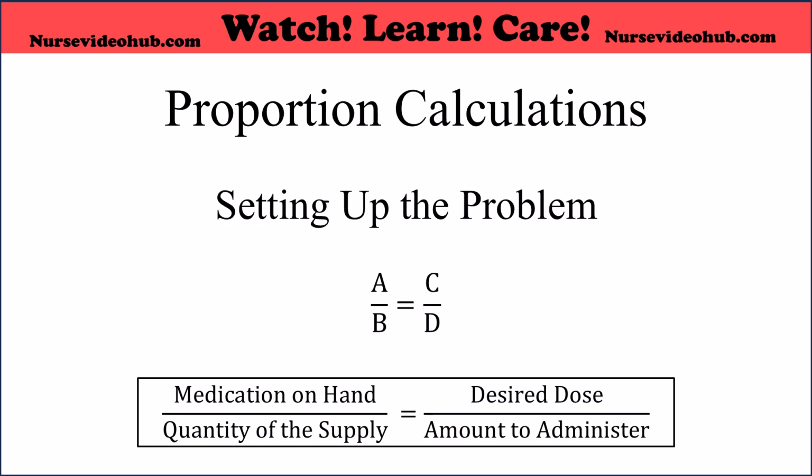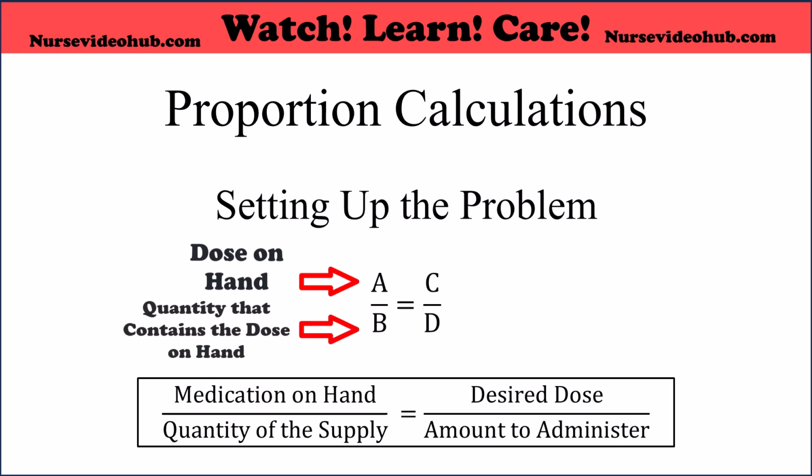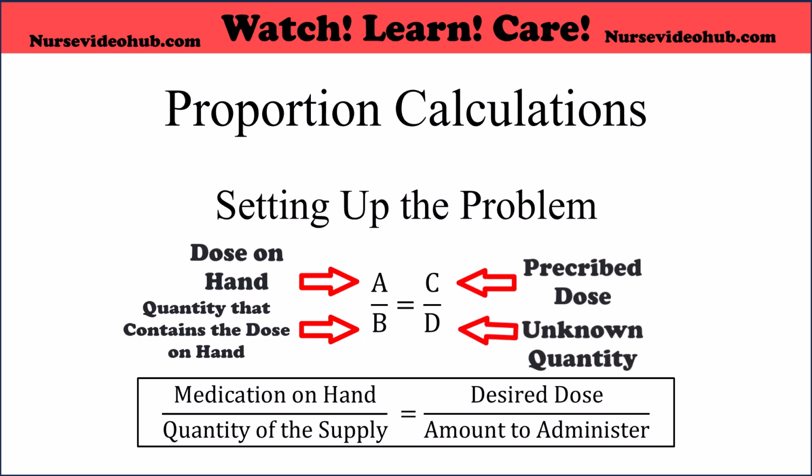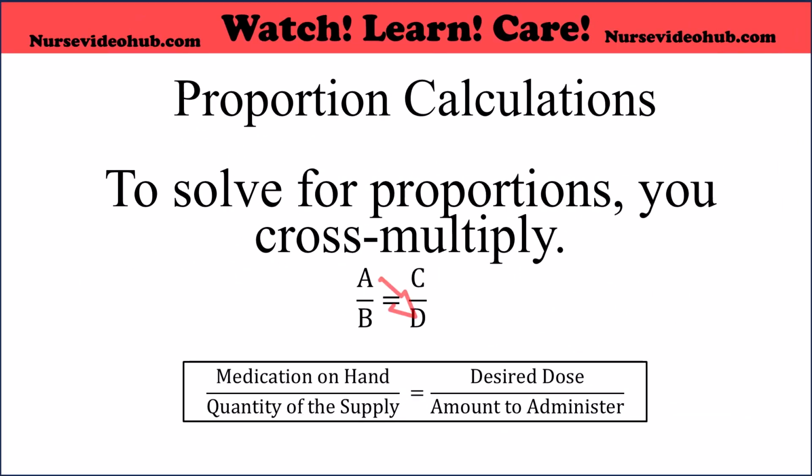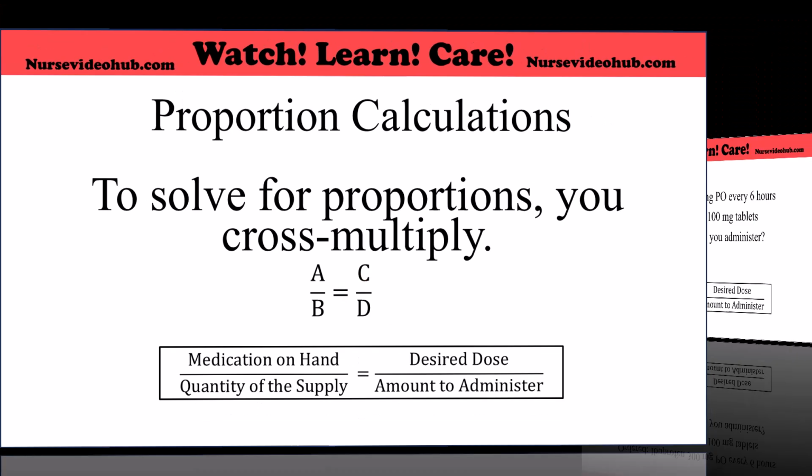have, to the desired dose, what is ordered. We set it up like this. A over B equals C over D. A equals the dose on hand. B equals the quantity that contains the dose on hand, C equals the prescribed dose, and D is the unknown quantity, what you're solving for. You cross-multiply the two ratios and solve for the unknown to determine the correct amount of medication to administer.